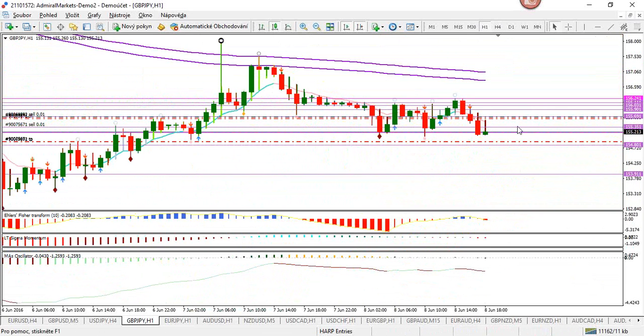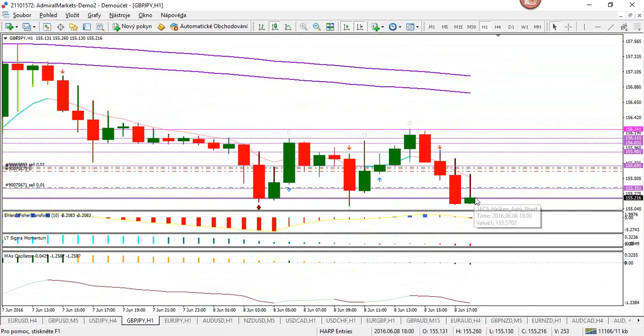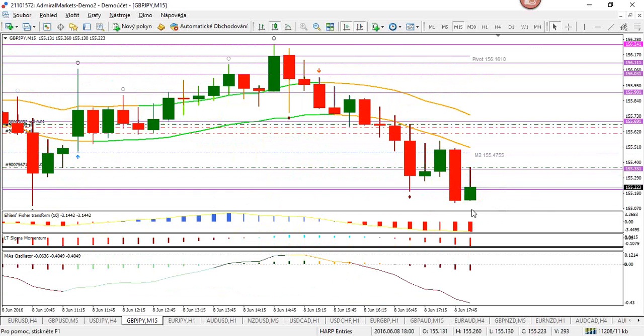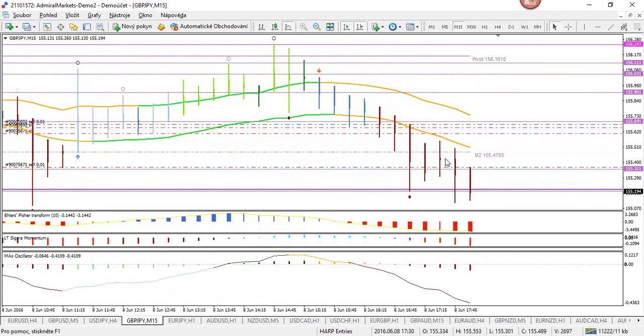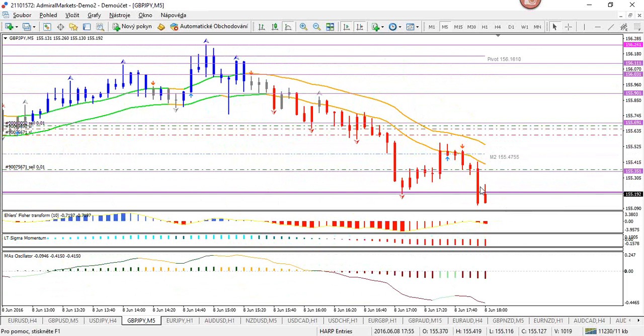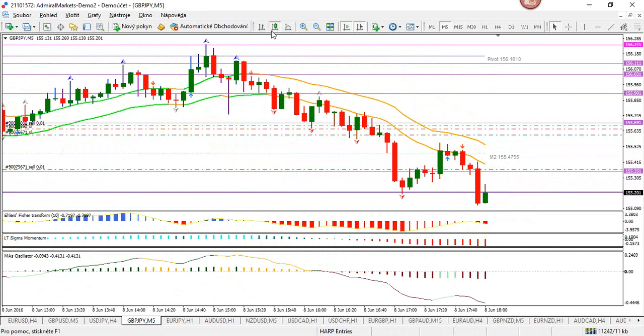Pound yen, last but not least, got a good hourly candle. So I think that things are on our side. We got 1-hour momentum kicking in. That's great. Good candles to the downside. We have a 50-minute good candle. Got momentum. The 5-minute chart looks good.